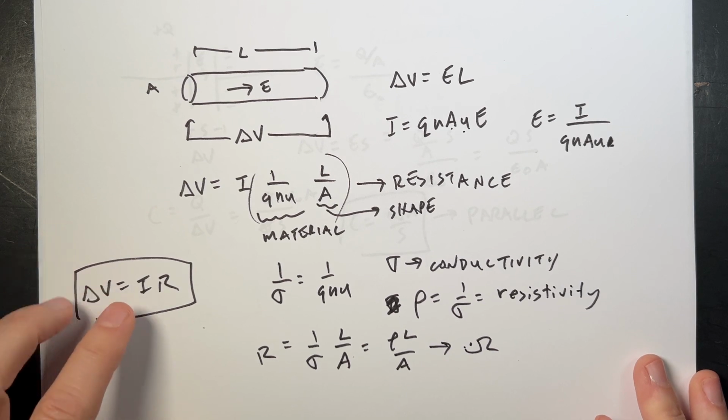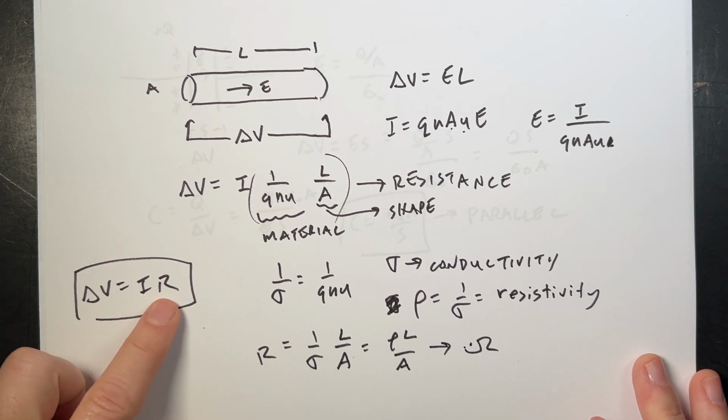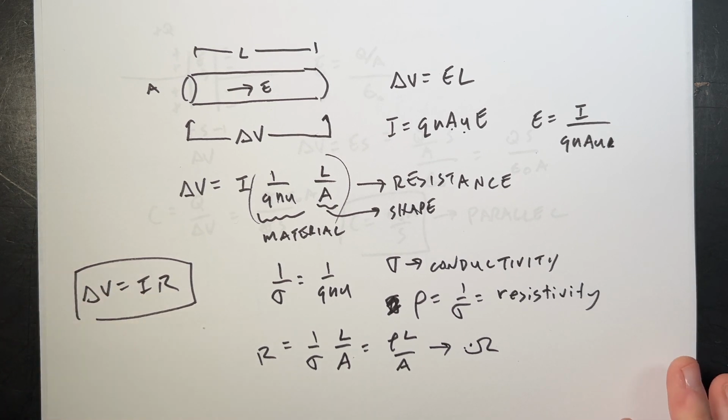Okay, it's a relationship between the electric current flowing through a wire, the resistance of the wire, and the change of potential across that wire. It's kind of important.